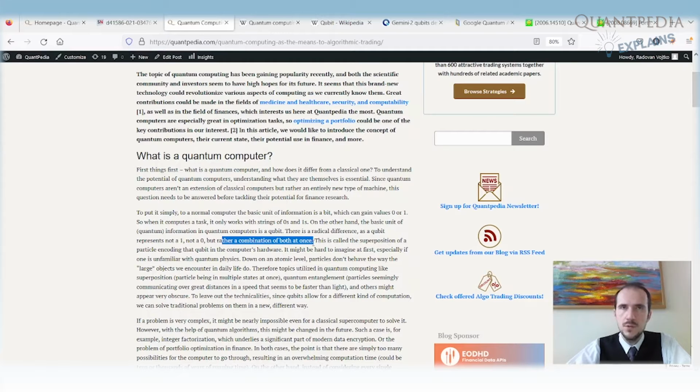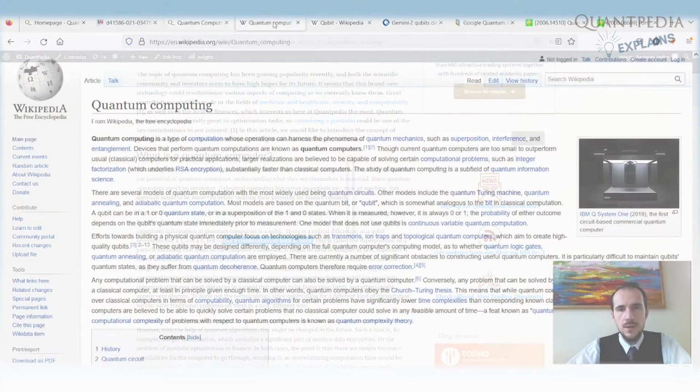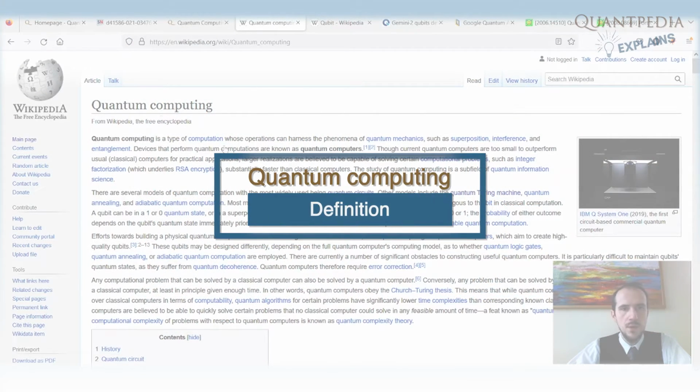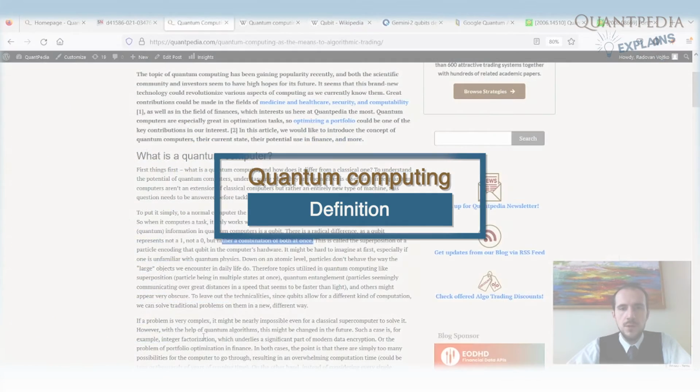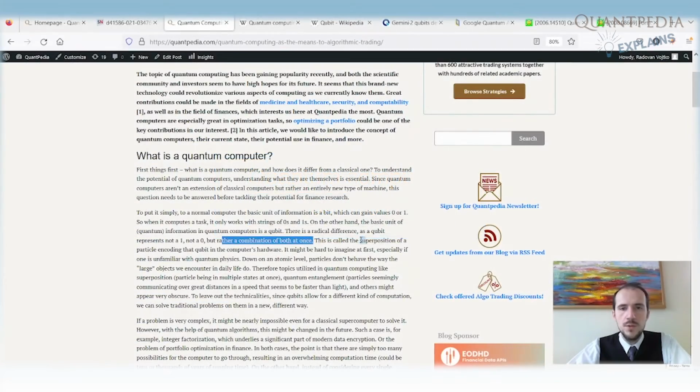I know it sounds very strange. For all the people who are interested in understanding how it works on a deep level, I recommend going to the Wikipedia article about quantum computing or about the qubit, etc. But for now, we just need to know that the qubit is a superposition of a particle.